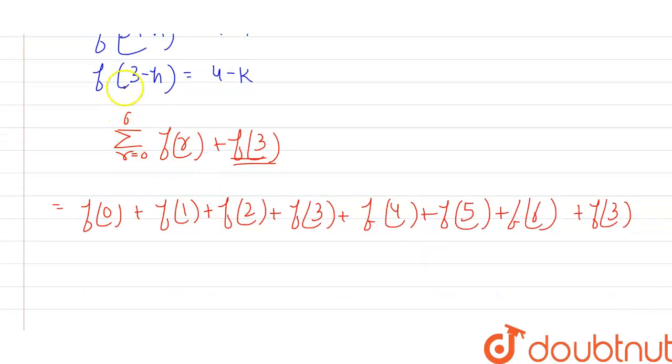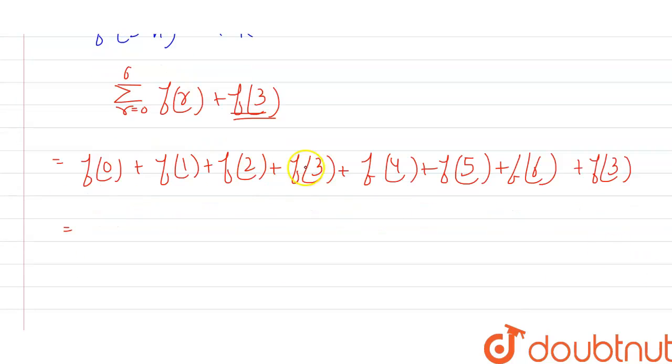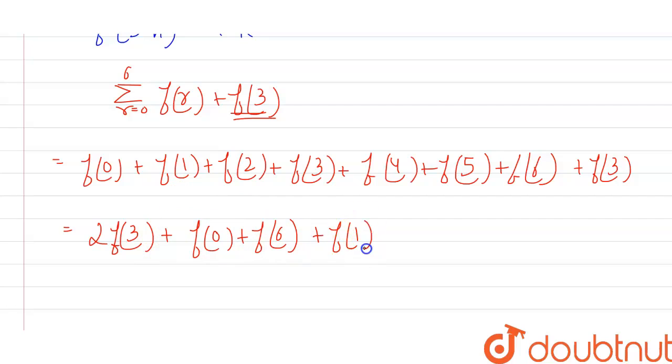Okay, so now moving further, I can write this as follows. Notice one thing: f(3) is repeated 2 times, so this will be 2 times f(3). Now I can write f(0) and f(6) first, so f(0) plus f(6). Next one will be f(1) and f(5). I'll tell you why I'm writing these pairs together. And then the next one will be f(2) plus f(4).